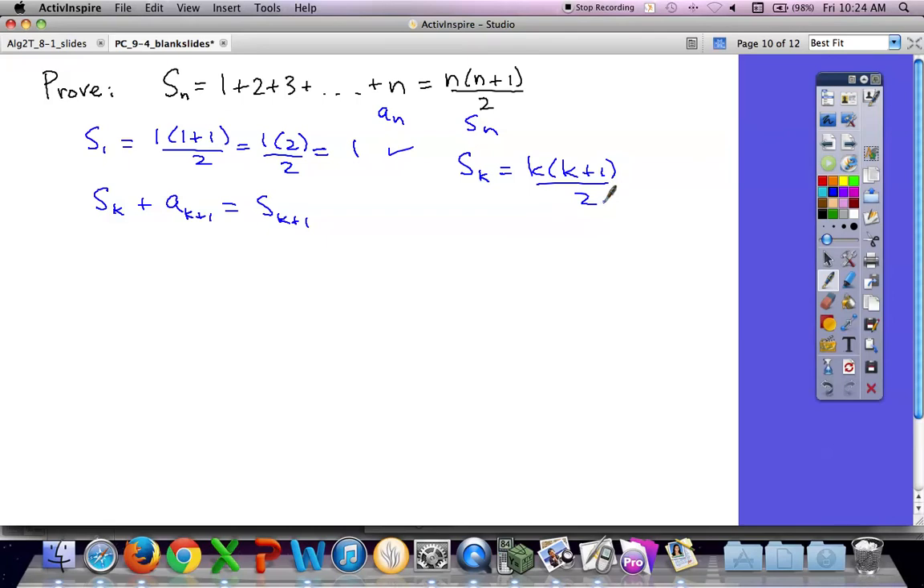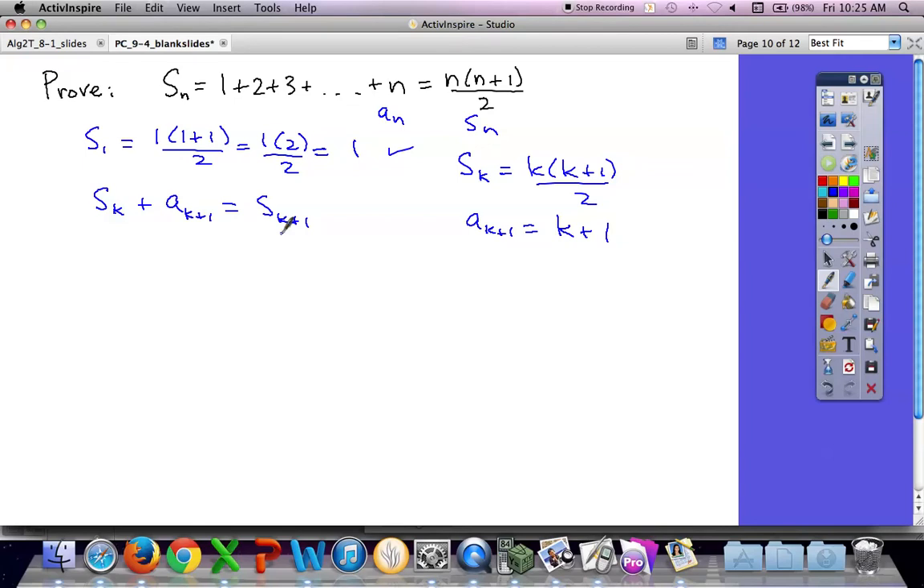Now we need to know a_(k+1). So how do I find a_(k+1)? Well, here's the formula for a_n, so put k plus 1 in the place of n. It's kind of like evaluating a function. So a_(k+1) must be k plus 1.